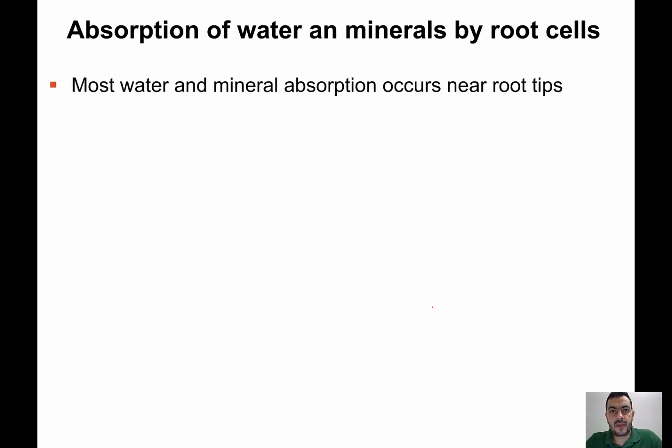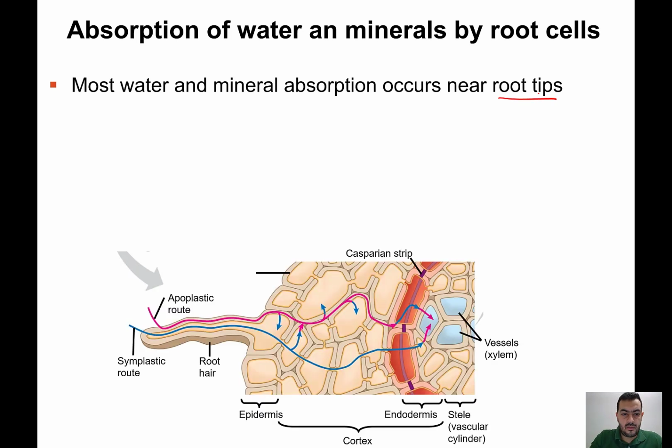So when it comes to the absorption of water and minerals, this happens by the root, and more specifically the root tips. So we have the root hair and these tiny hairs covering the roots, where the absorption of water and minerals will take place.